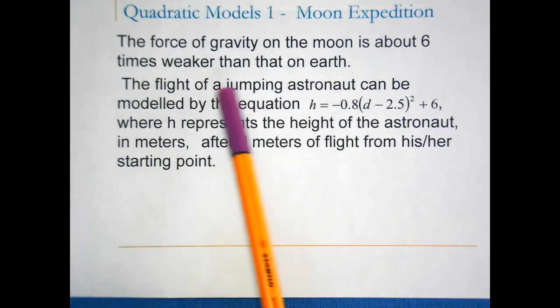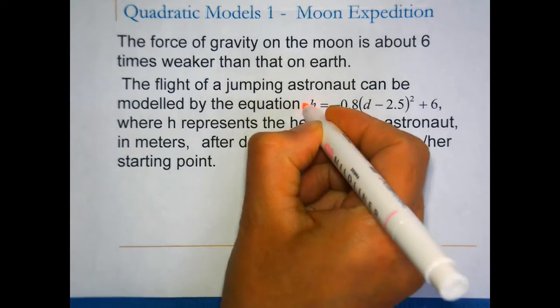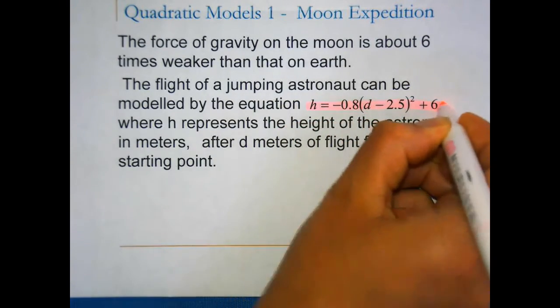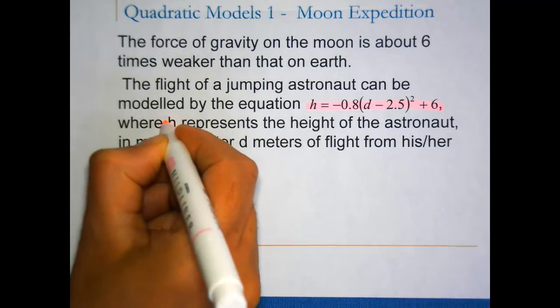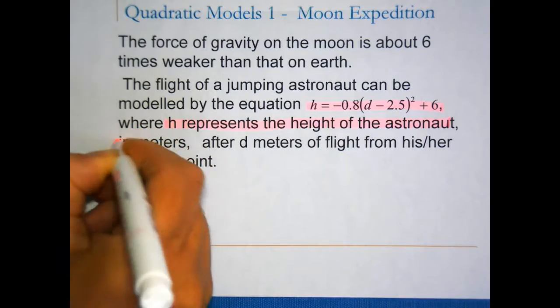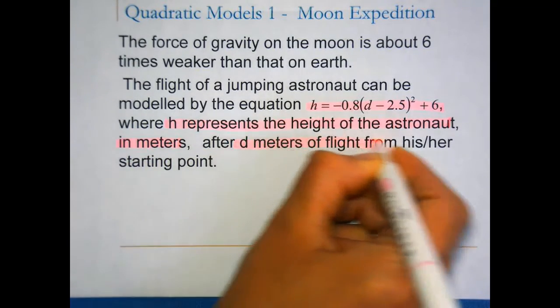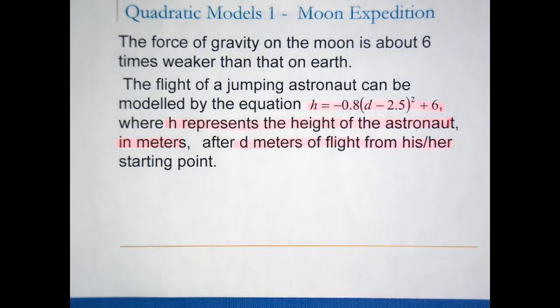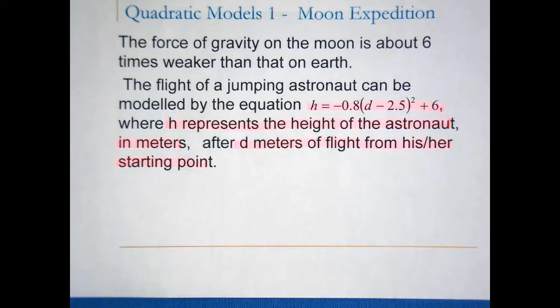The flight of a jumping astronaut can be modeled by this equation: h equals negative 0.8 (d minus 2.5) squared plus 6. Now, h represents the height of the astronaut in meters, and d represents the flight, or the horizontal distance in meters, traveled by the astronaut.